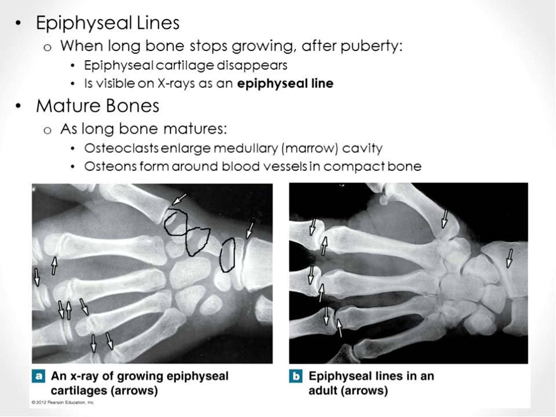And so we can see the cartilage-rich matrix showing up as dark spots, and so we see those epiphyseal cartilage lines. We see those growth plates. We see those cartilage-rich areas.